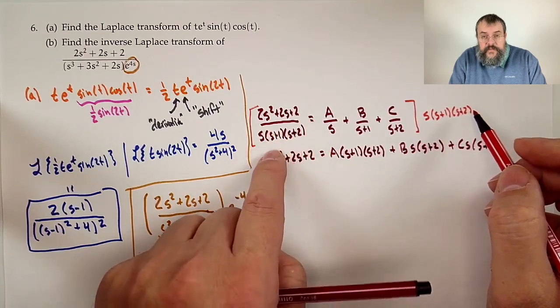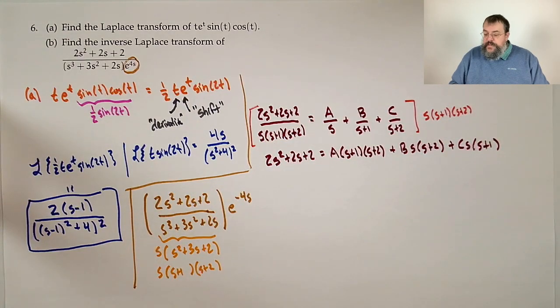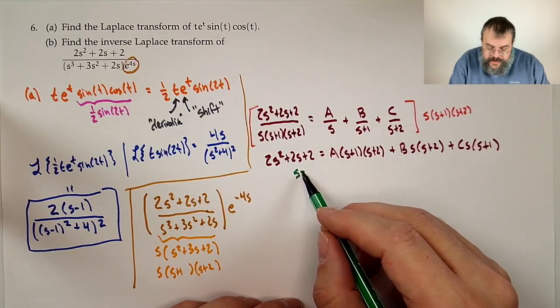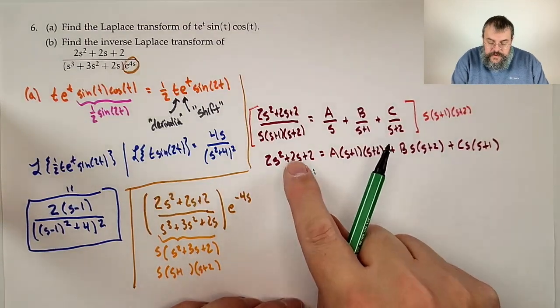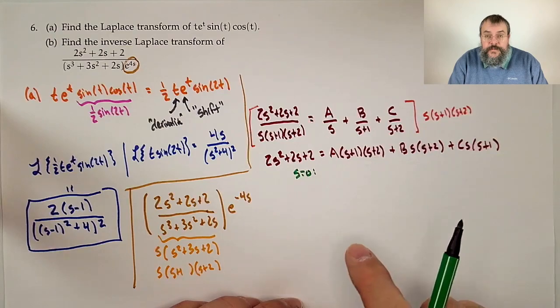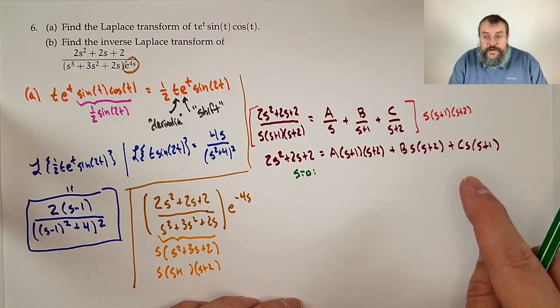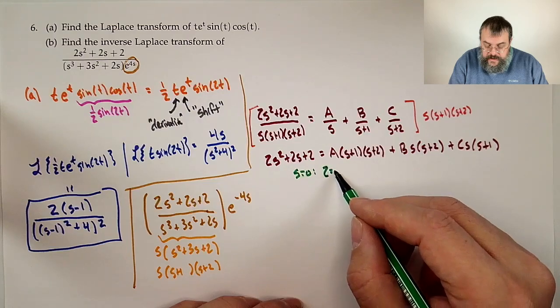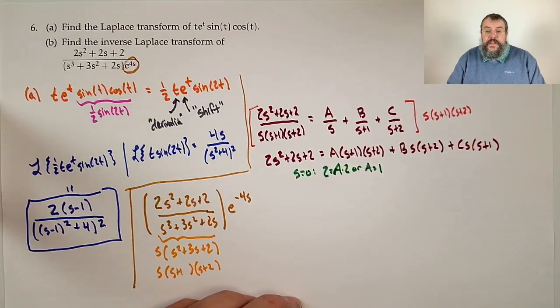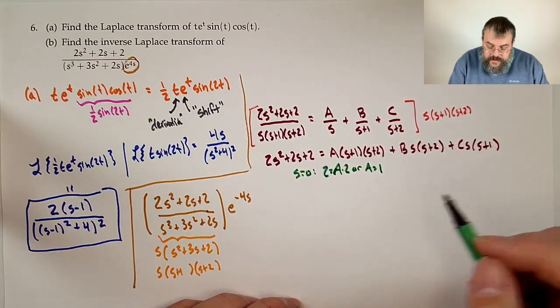Whatever is here, that's what you multiply. This is a chance where choosing wisely pays off really well. So what are some good choices? Well, let's choose s equals 0. 0 plus 0 plus 2 makes 2. And here we have a times 1 times 2. That's 2a, and the other terms are 0. So we get 2 equals 2a, or a equals 1. That's great. What's another good choice?